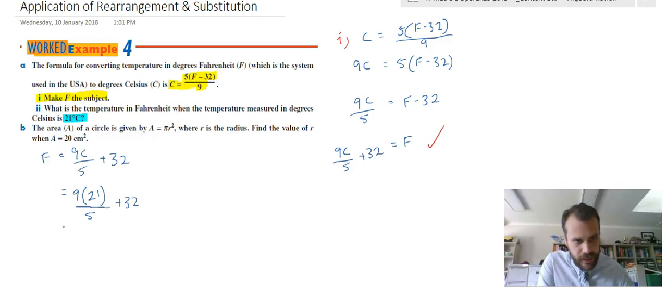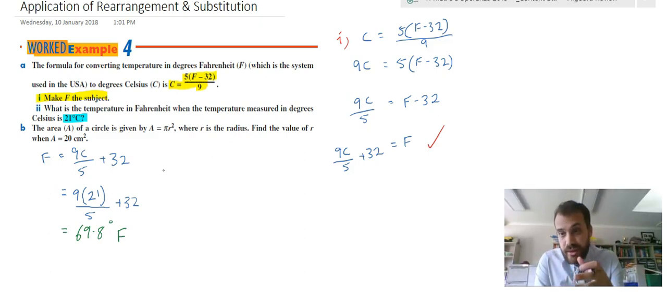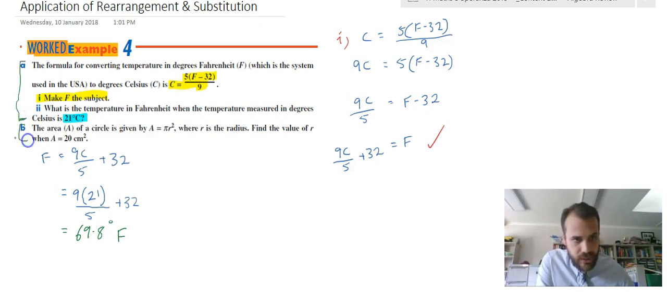Alright, so I've typed that into my calculator. The answer is 69.8 degrees Fahrenheit. So what this means is that if someone says it's 21 degrees outside in Celsius, so in Australia that's what we'd say, in America they would say that's 69.8 degrees Fahrenheit. Alright, that's everything to do with Fahrenheit and Celsius here. There is a second question here on the area of a circle. We'll take a quick look at that one.